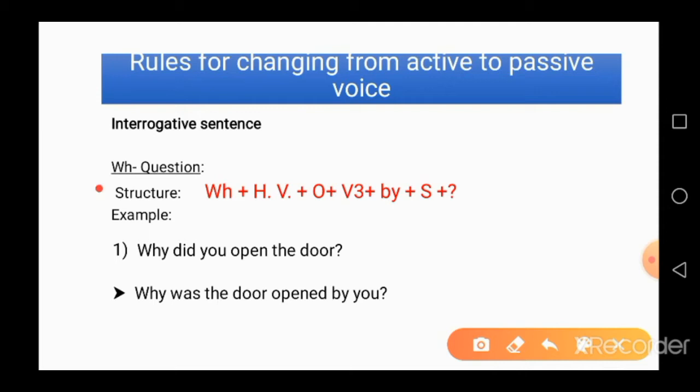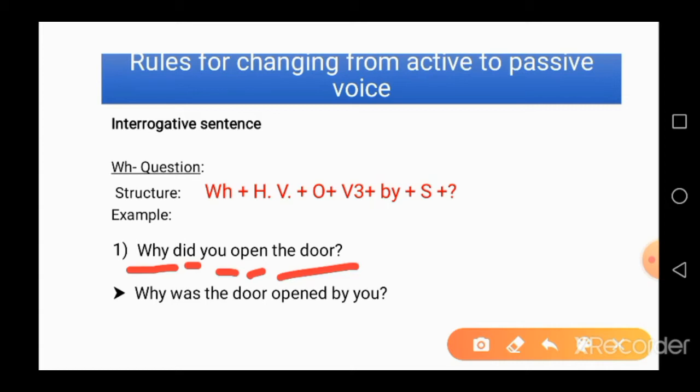Now, next, interrogative sentence WH question. So, here we learn how to make passive voice of interrogative sentence WH question. It is very simple, as we have learned passive voice format of verbal question, and the passive voice format of verbal question is helping verb first. Let me explain you this with this example. See, here the example is, why did you open the door? Here why is a WH word, then did, then subject you, then a verb open and the door.